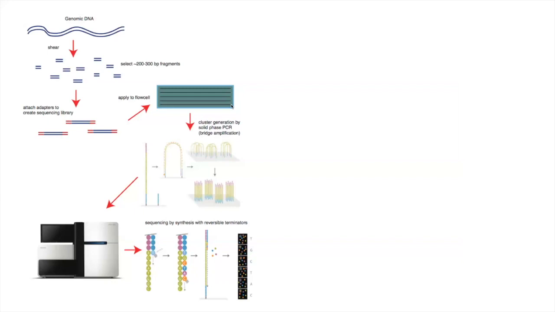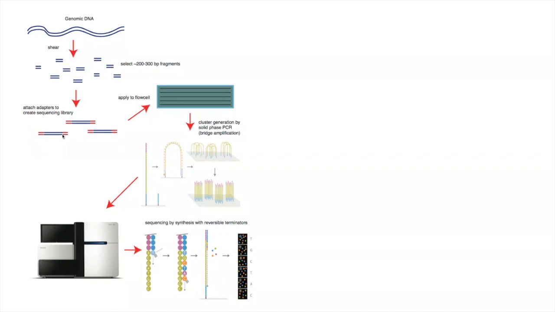So how does this process work? We take the genomic information, the DNA or the RNA, and that information is sheared or broken up into fragments. The length of those fragments is important. We'll talk about the length of reads and how it applies. Then those are connected with adapters to prepare the sequencing library.